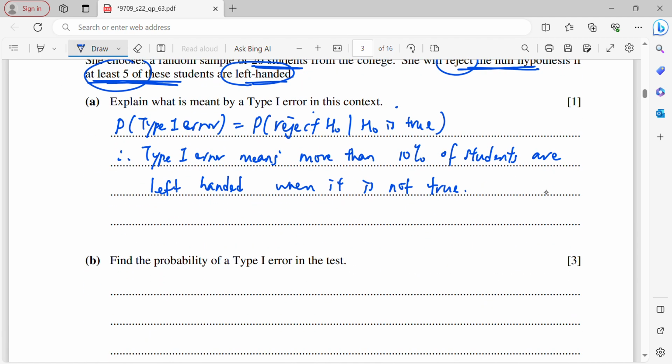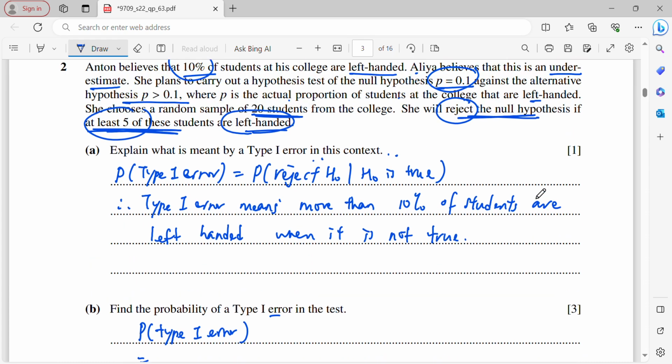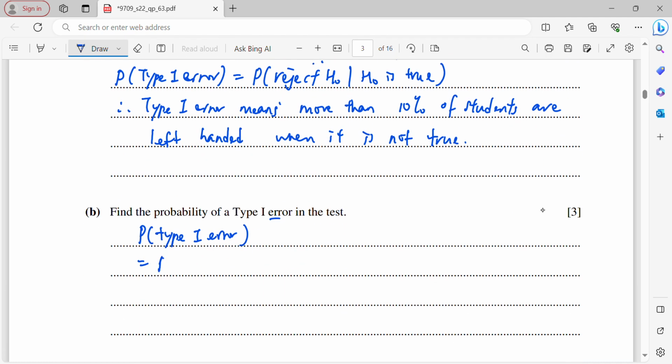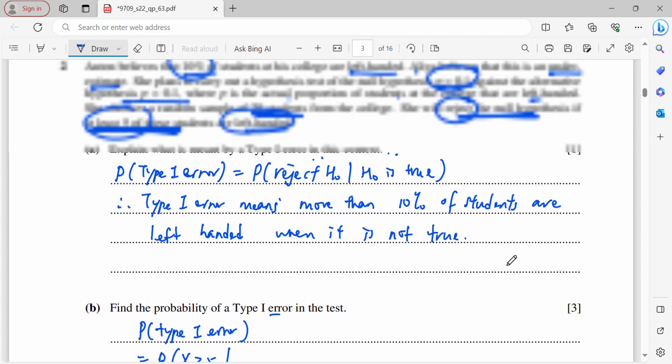Now, find the probability of type 1 error in the test. So, type 1 error. I have defined it in the first part A: reject H naught when H naught is true. She is going to reject H naught when at least 5 students are left-handed, which means X greater than or equal to 5, given that H naught is true.